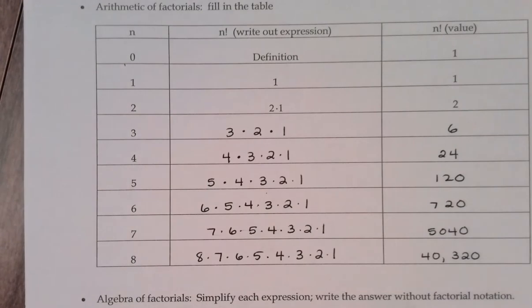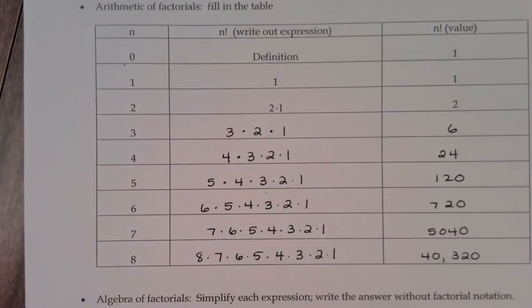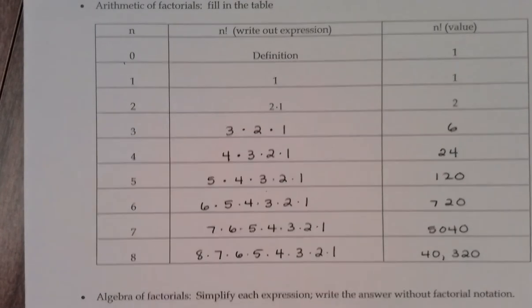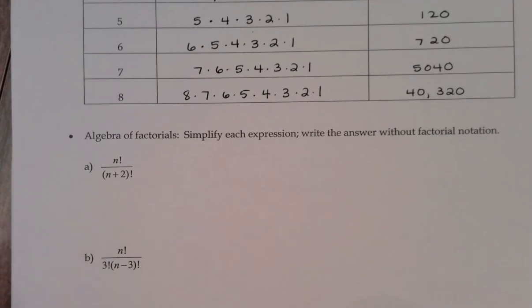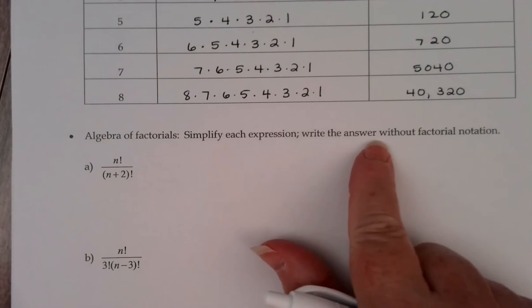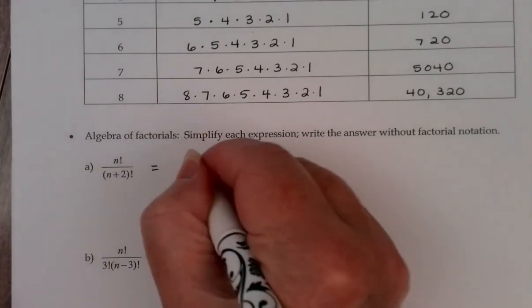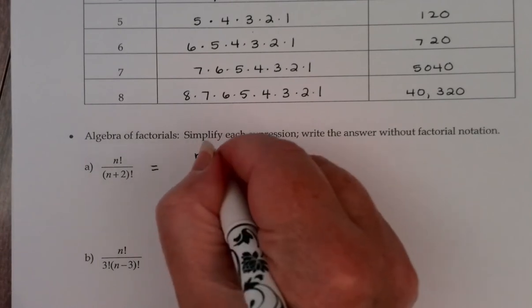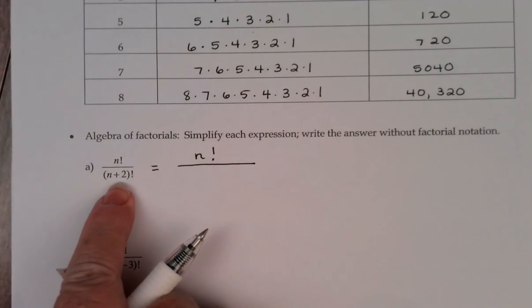But to use factorials algebraically, it's really important to understand how they're calculated. And here's what I mean by that. Down in this next couple of examples, the algebra of factorials, we'd like to simplify each expression and write the final answer without using any factorial notation. Let's think about what this really means. For now, I'm going to leave the n factorial the way it is, and I'm going to start writing out the bottom.